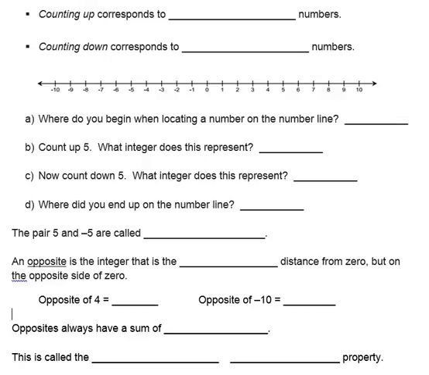In this video, when we talk about counting up, it's going to correspond with positive numbers. And if we're talking about counting down, that's going to refer to negative numbers. And I'm going to use the number line down here to show that. So when using the number line, you always begin at 0.